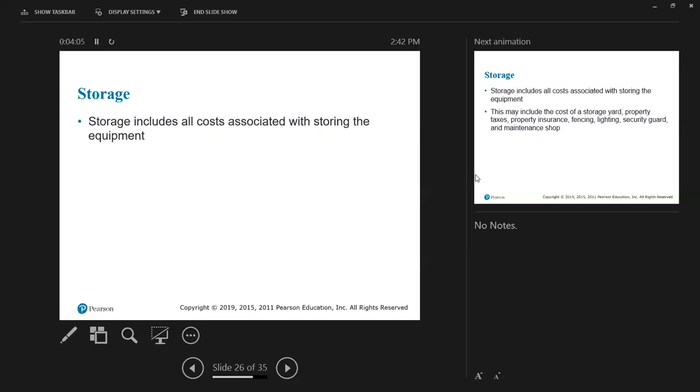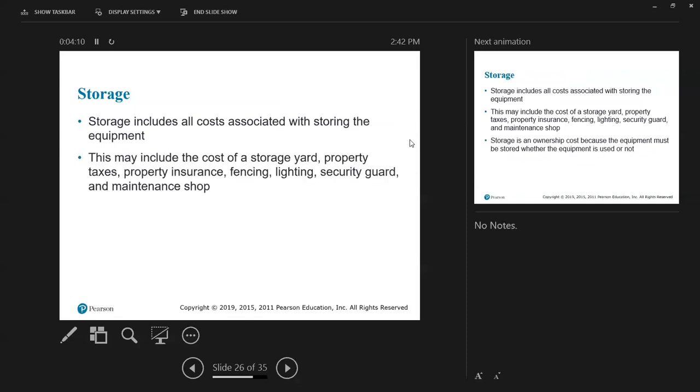As far as the storage, we talked about this in part 1. When we measure the expenses of the storage, there are a lot of details we have to take into consideration. Is your storage yard owned or rented? If it's owned, then you have to assume that it's a rented yard, and you have to take this rate into consideration: property taxes, property insurance, fencing, lighting, security guard, and maintenance jobs.